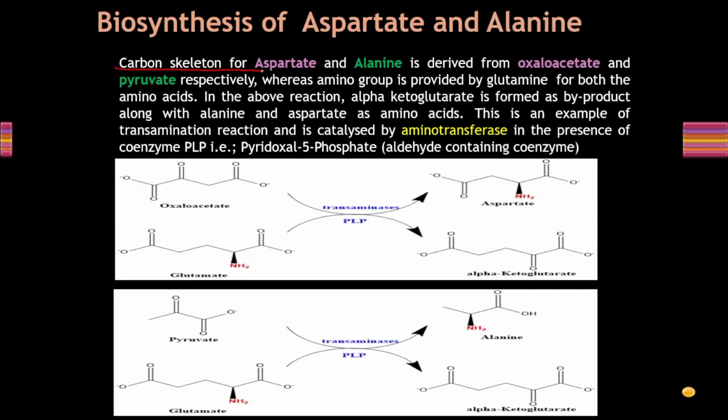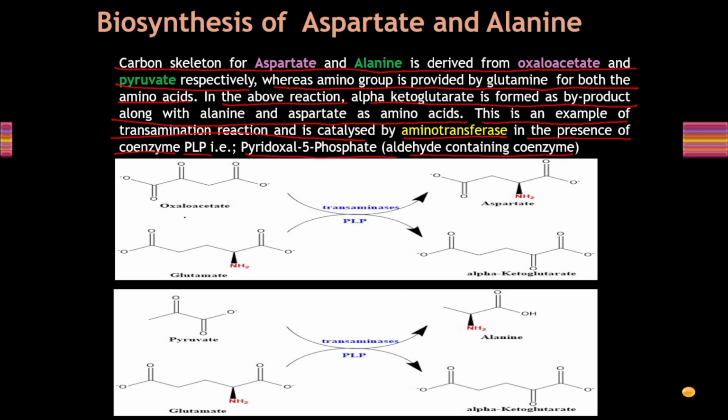So the carbon skeleton for the aspartate and alanine is derived from oxaloacetate and pyruvate respectively, whereas the amino group is provided by glutamate for both amino acids. In the above reactions, alpha-ketoglutarate is formed as a byproduct along with the alanine and aspartate as the amino acid. This is an example of a transamination reaction, and it is catalyzed by aminotransferases in the presence of the coenzyme PLP, pyridoxal 5-phosphate, an aldehyde-containing coenzyme.